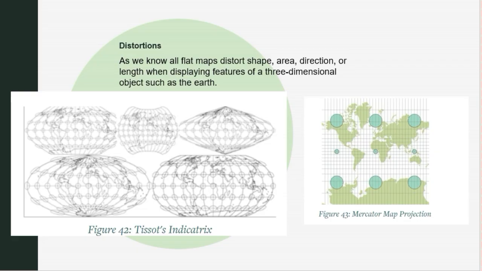As we know, all flat maps distort shape, area, direction, or length when displaying features of a three-dimensional object such as the Earth, because you're trying to put it on a 2D surface. And so interpreting Tissot's indicatrix, or Tissot indicatrix because it's French.